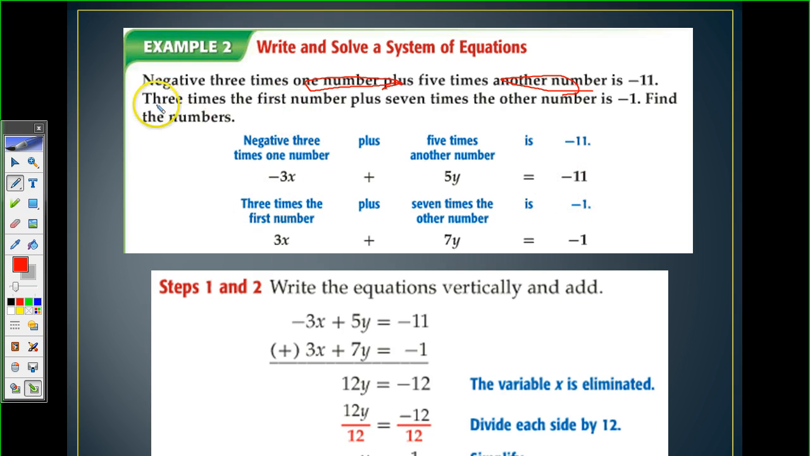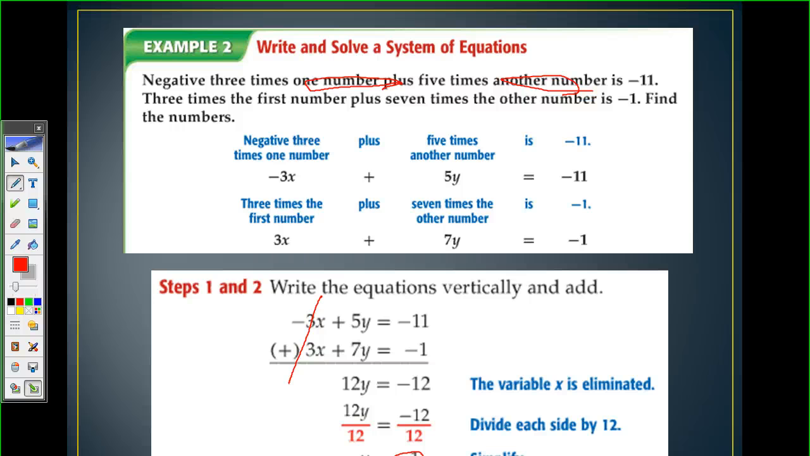Okay, so that was the first part. Second part, 3 times the first number, remember the first number was x, plus 7 times the other number, y, 7y, equals negative 1. Find the numbers. So here you have a negative 3x and a positive 3x. In order to eliminate this, you will add because they're opposites. So they added here, they got rid of this. You have 12y equals negative 12. Divide by 12 on each side, and you have y equals negative 1.